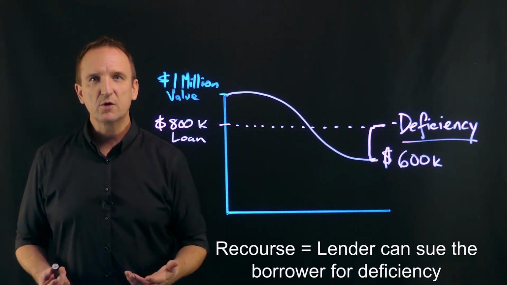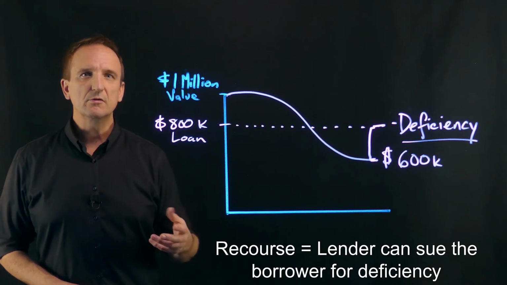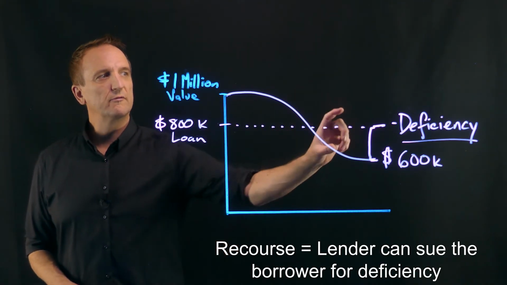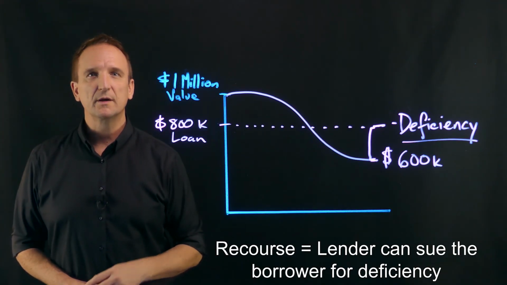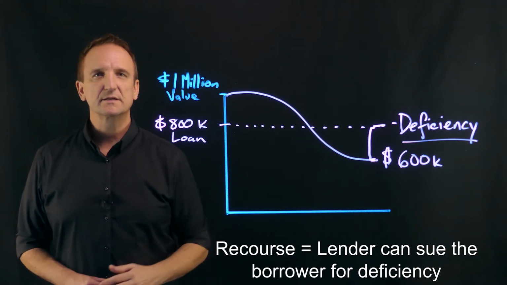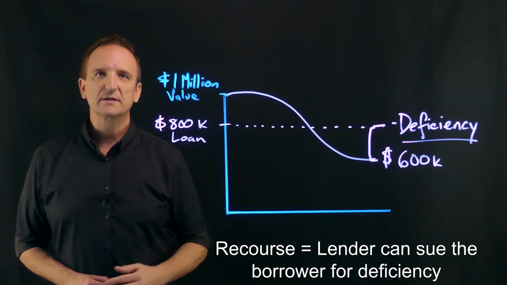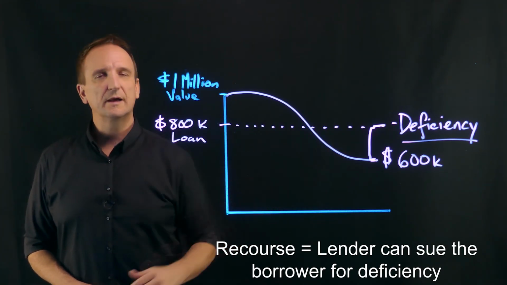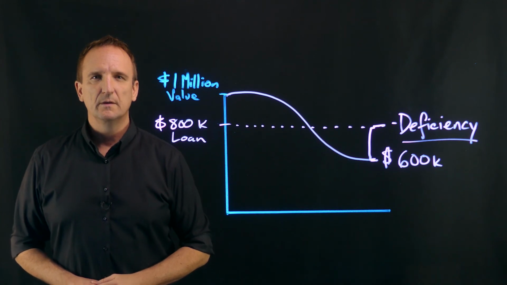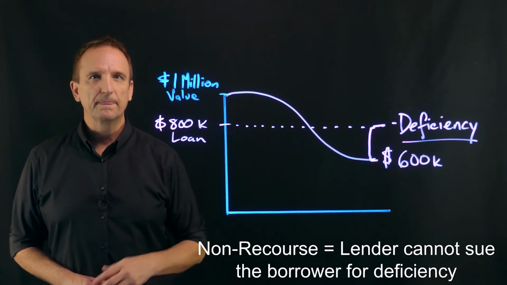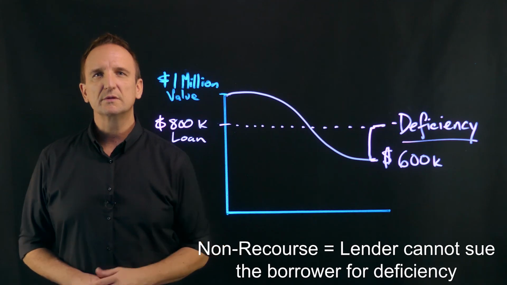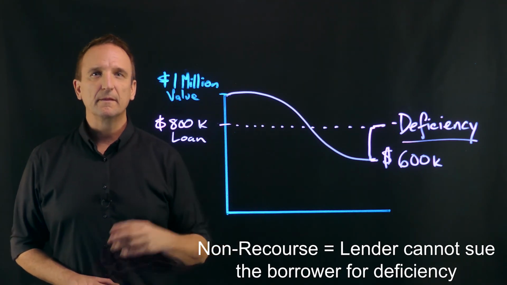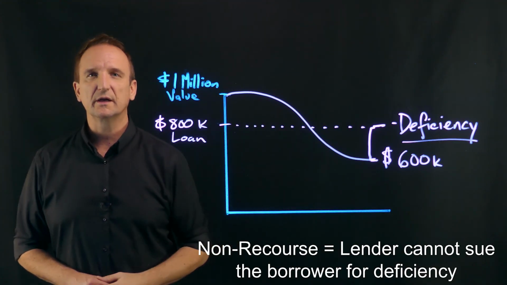In a case of a recourse loan, the lender is able to sue the borrower for recovery of the deficiency amount. They can go after other assets or find other ways to get a judgment in court to recover whatever the collateral did not cover. In a non-recourse loan, the lender is not able to go back to the borrower and sue them for the deficiency. The lender has no recourse against the borrower.